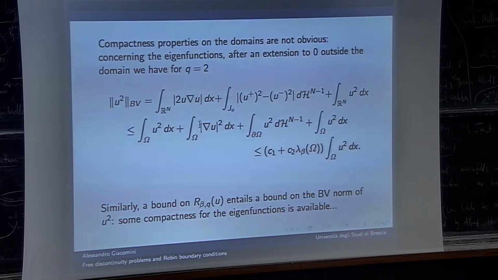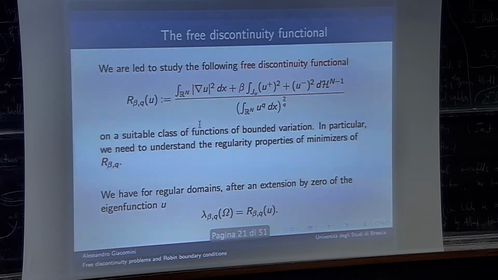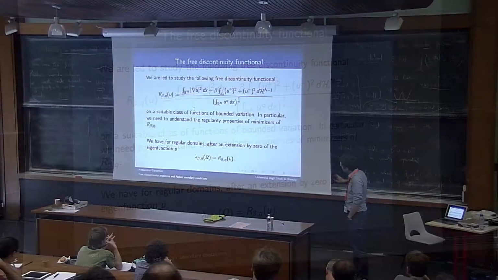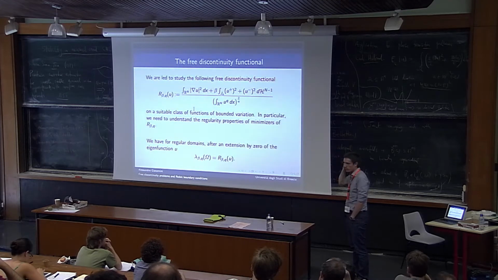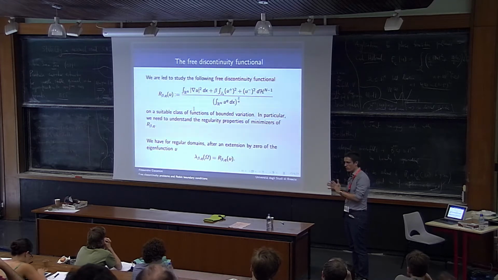So one idea could be that of reinterpreting the Rayleigh quotient as a free discontinuity functional. Why not? A good reinterpretation is the following. We keep the structure of the Rayleigh quotient, and we replace the surface term by a discontinuity term, a sort of jump energy. So we integrate on the jump set of u the sum of the two traces, u plus and u minus, from both sides of the jump set.